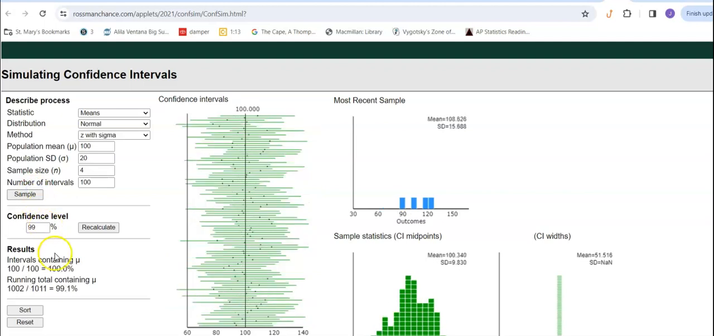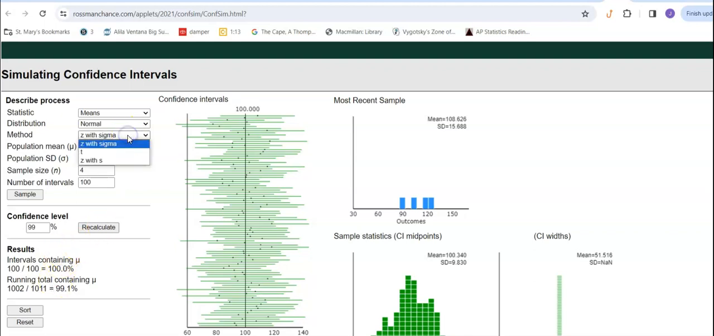There's 1,000-ish. So 99.1% of the time, we have captured the true mean. That seems about right. We expected 99%. We got 99.1. This is a good way to do it. If for some reason you actually know the standard deviation, have at it. We don't ever know that though.